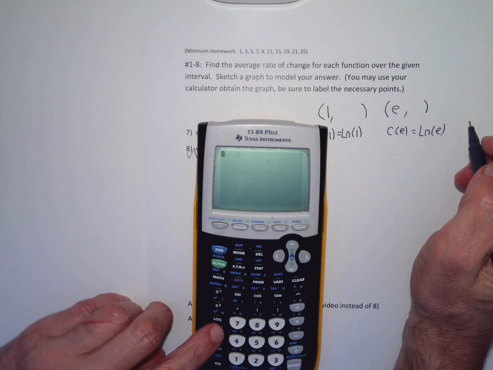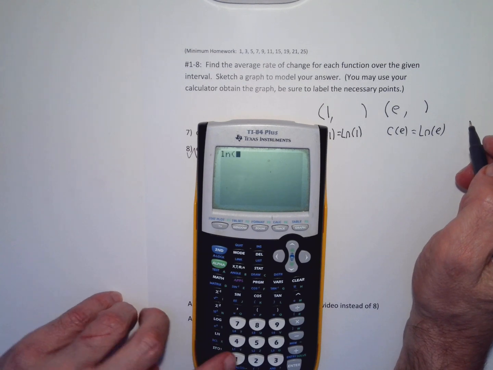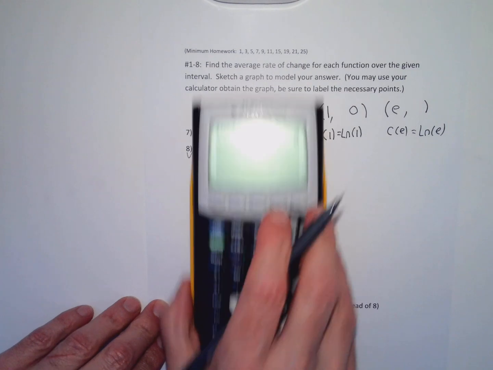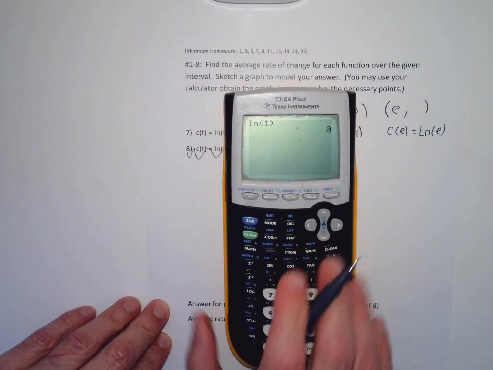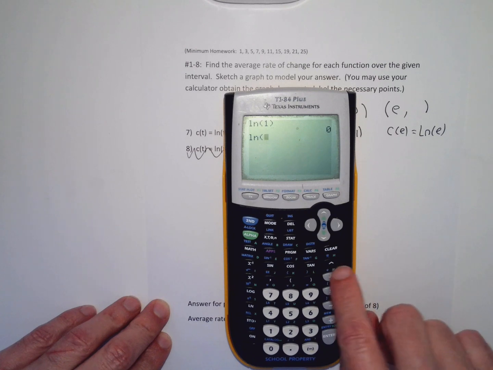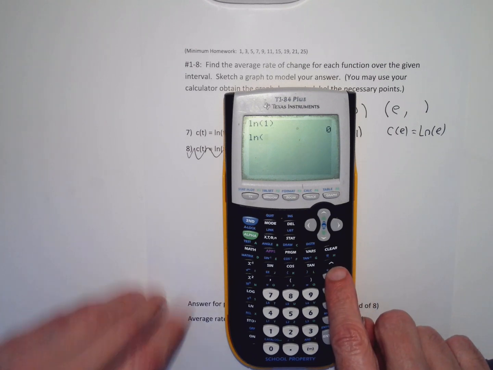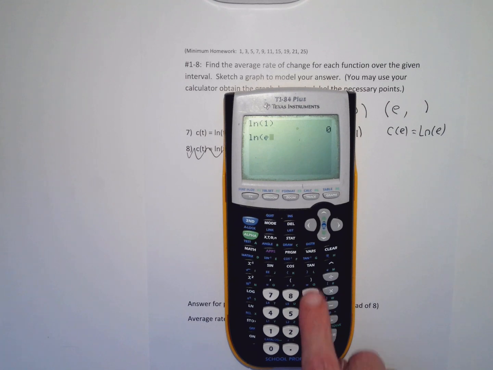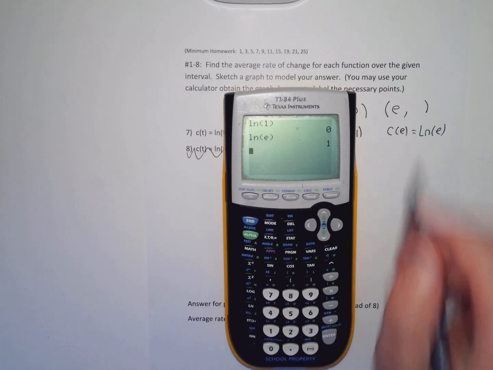I just type the natural log button, type in 1, and the natural log of 1 is 0. The natural log of e is a little clunkier. To do the natural log of e, I type the natural log button, and you'll see on the divide key the e is written there. If I hit the second button in blue and the divide key, that gives me the e, and the natural log of e is 1.